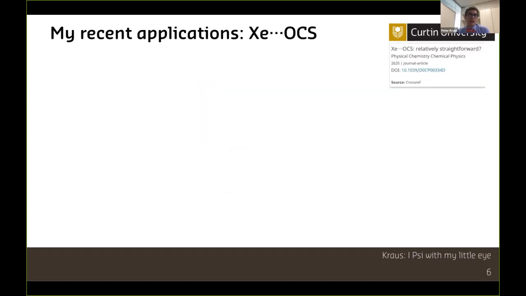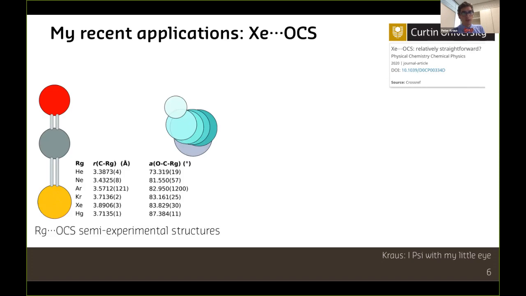So I would like to talk about two very recent applications where I used Psi4 to good effect. One of them is work I did in Hanover with the rotational spectroscopy group of Jens Grabow. We looked at xenon OCS experimentally and other analogs of the structure computationally. So here I'm presenting an overlaid structure of all these complexes. So helium, neon, argon, krypton, xenon, and mercury.